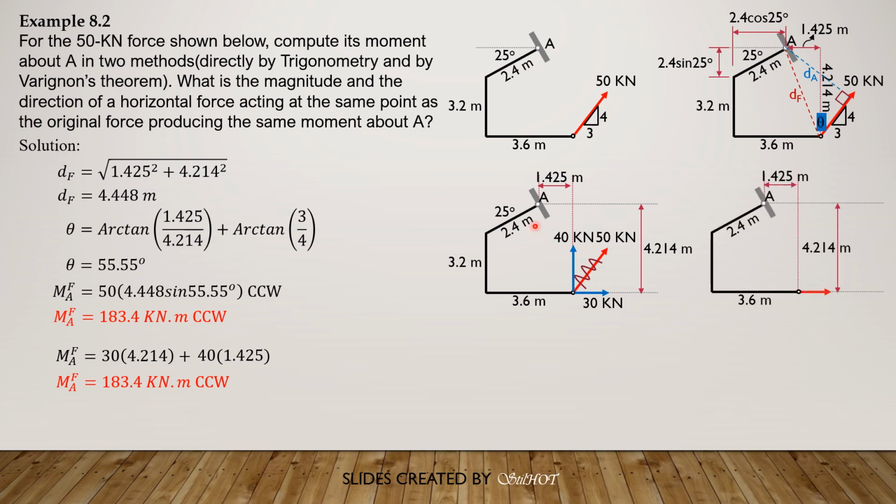Then finally, for the horizontal force and the sense applied at the point of application of the force, which produces the same moment at A, it should be to the right so that its sense is counterclockwise. So we equate the moment of 183.4 kilonewton meter counterclockwise to the moment of this horizontal force, which is h times 4.214. So the moment about A, 183.4 counterclockwise, is equal to h times 4.214. So h is 43.52 kilonewtons rightward.